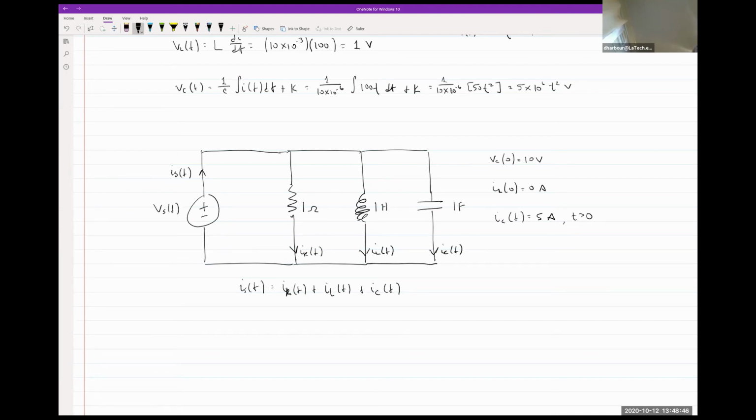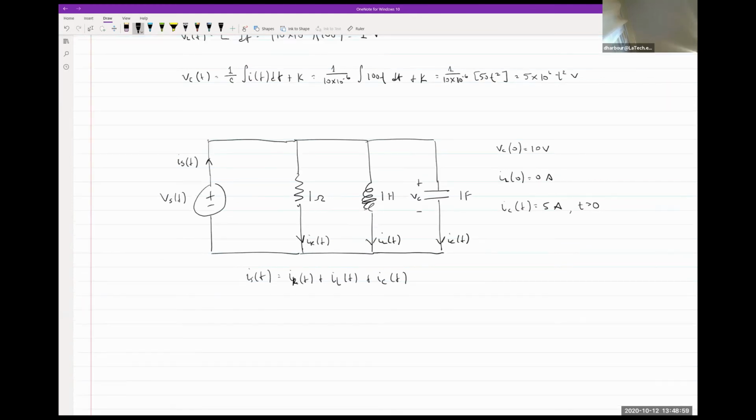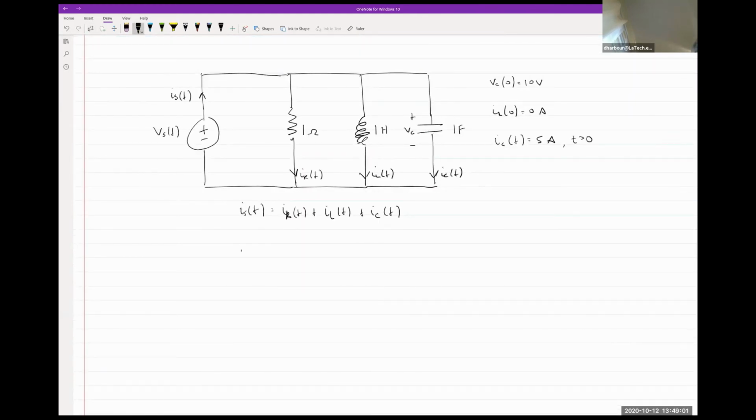We go out and say, all right, if I know the current through this capacitor out here, I can compute the voltage across that capacitor, which would be right here. And that is the voltage that everybody shares. Everybody's in parallel. So if I know that voltage, that's the voltage. So Vc of t is just, again, 1 over c integral of I dt plus whatever constant I need.